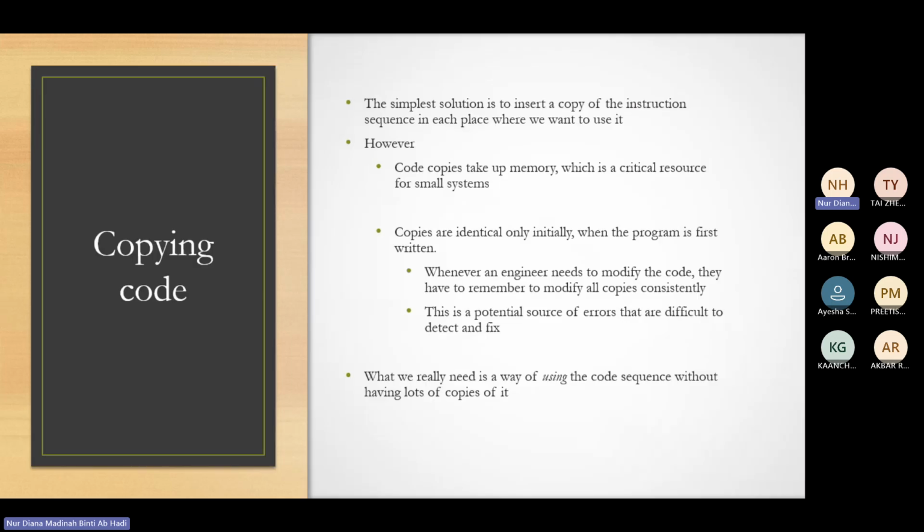Okay. So the simplest solution is to insert a copy of the instruction sequence in each place that we want to use it. However, code copies take up memory, which is a critical resource for a small system. Copies are identical only initially, when the program is first written. Whenever an engineer needs to modify the code, they have to remember to modify all the copies consistently. This is a potential source of errors that are difficult to detect and fix. So what we really need is a way of using the code sequence without having lots of copies of it.